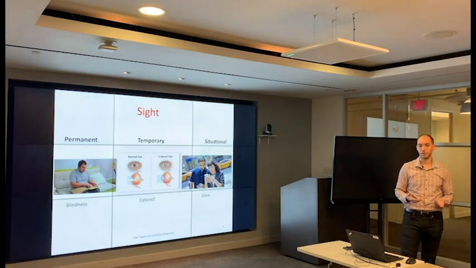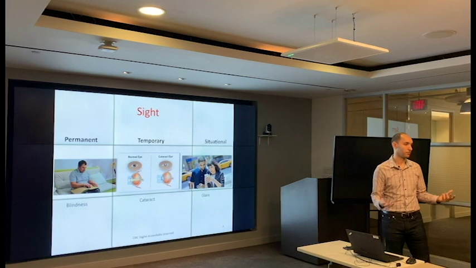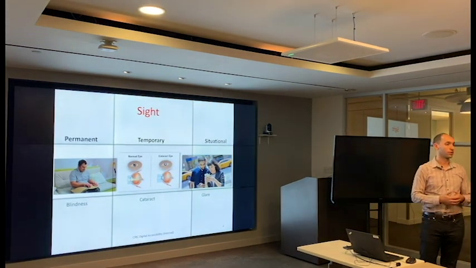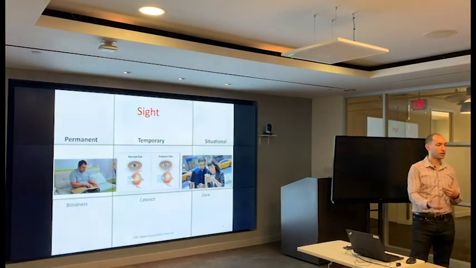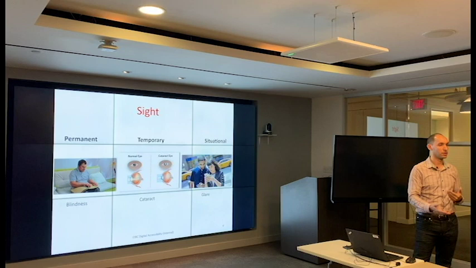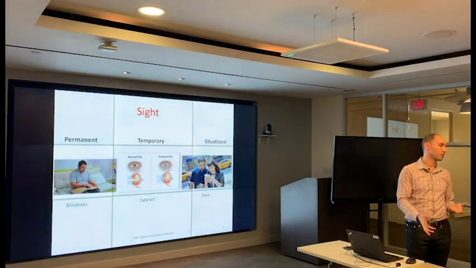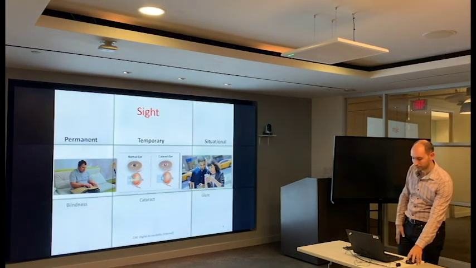As well as situational. Situational is probably one of the biggest ones in terms of affecting everybody. For example, you could be outside trying to use your phone, or even in a bright room trying to use your computer, and not be able to look at the screen. It could be because of contrast, and in that moment you experience that type of impairment.